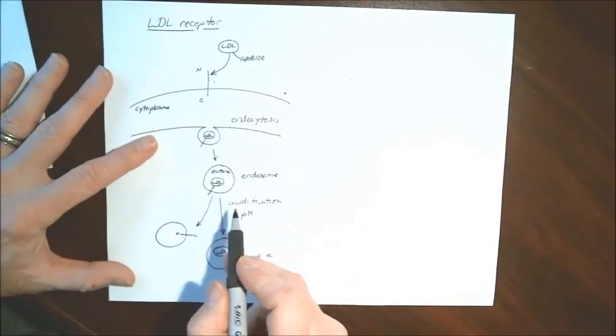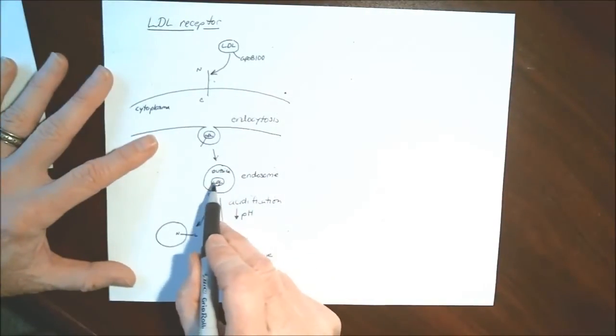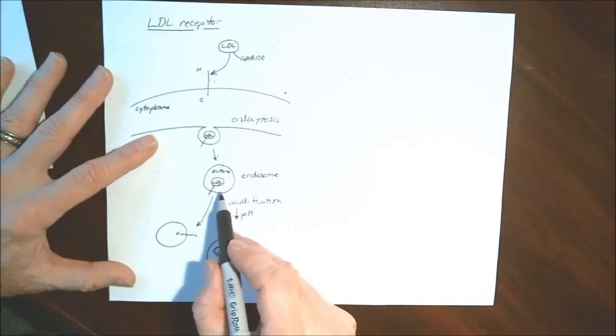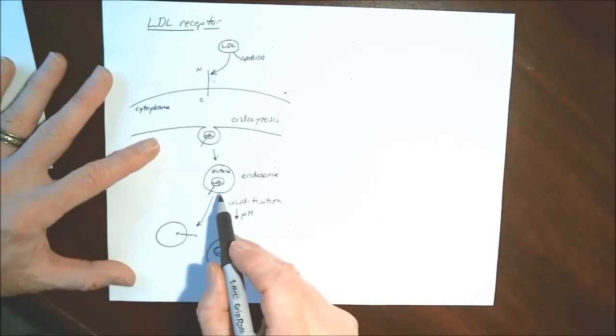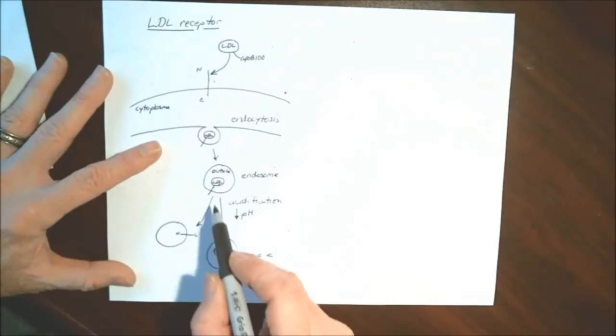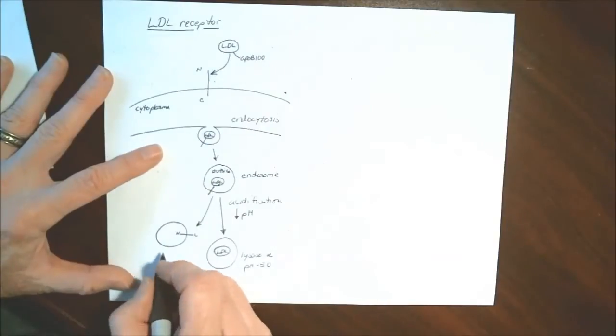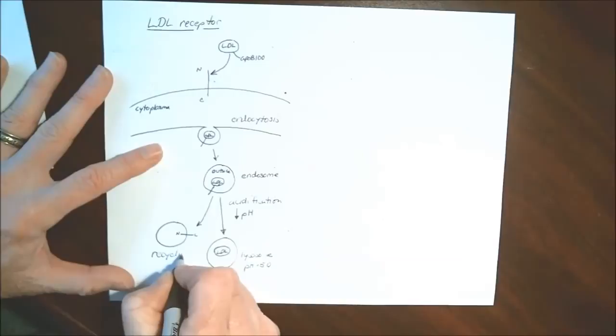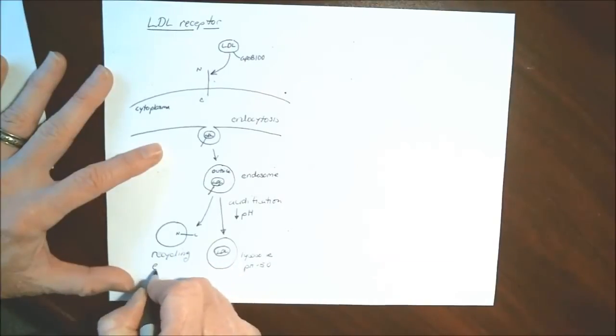So we have been able to separate by dissociating the binding of LDL from its receptor, by acidification, dropping the pH, causing this dissociation, and now we're separating the cargo, the LDL, from its receptor. The receptor enters a vesicle that is called a recycling endosome.